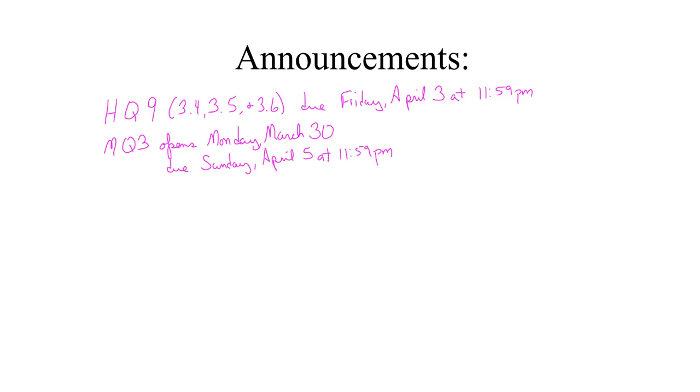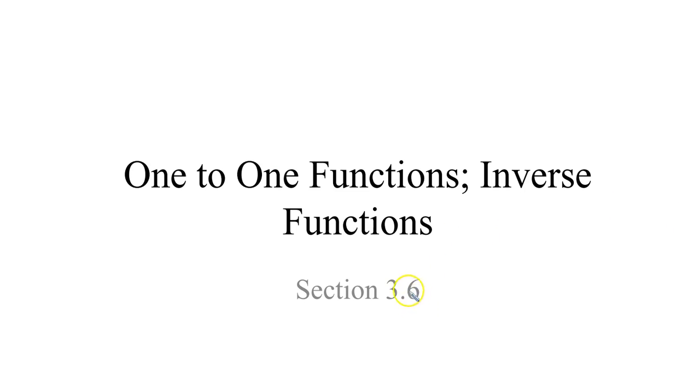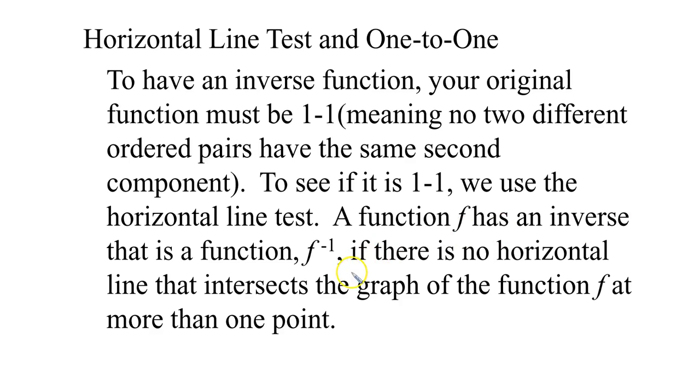So let's get started with Section 3.6. We'll be talking about one-to-one functions and inverse functions in this section. When we talked about relations and relations being functions, we talked about what was called a vertical line test. Today we're going to talk about something called a horizontal line test to determine if a graph is actually a one-to-one function. In order for a function to have an inverse, the function must be a one-to-one function.